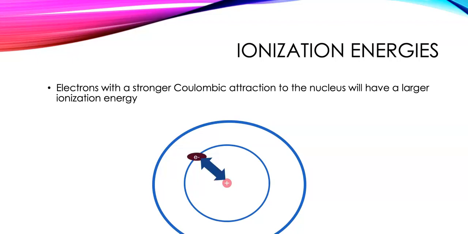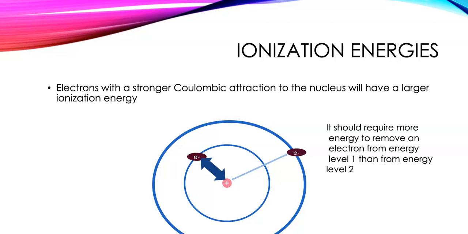So an electron in energy level 1 will have a very strong Coulombic attraction to the nucleus because the distance between the electron and the nucleus isn't very large. An electron in energy level 2 is farther away from the nucleus, and because of this greater distance, would have a weaker Coulombic attraction to the nucleus. Therefore, it's going to take more energy to remove an electron from energy level 1 than it would from energy level 2. Let's say we have a lone hydrogen atom.